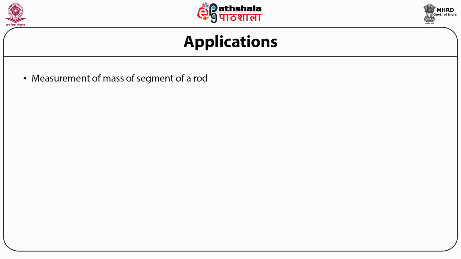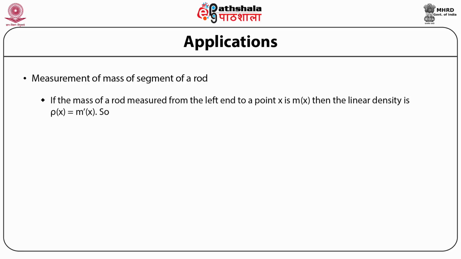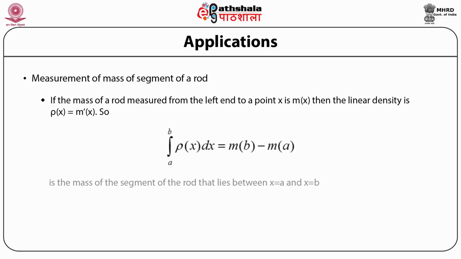Measurement of mass of a segment of rod. If the mass of a rod measured from the left end to a point x is m of x, then the linear density is rho of x is equal to m dash of x. So the integral from a to b of rho of x dx is equal to m of b minus m of a, where the mass of the segment lies between x is equal to a and x is equal to b.